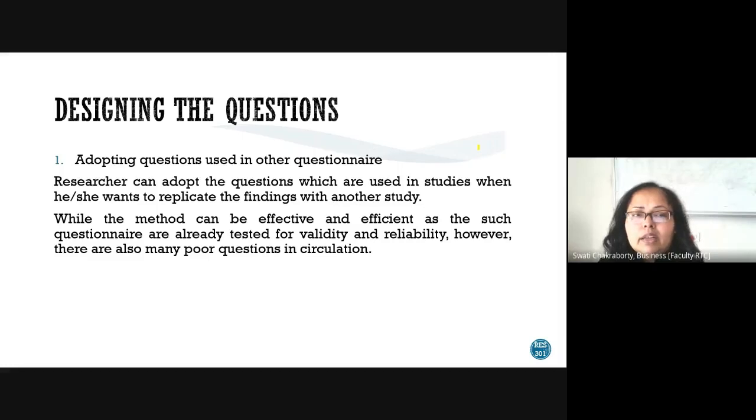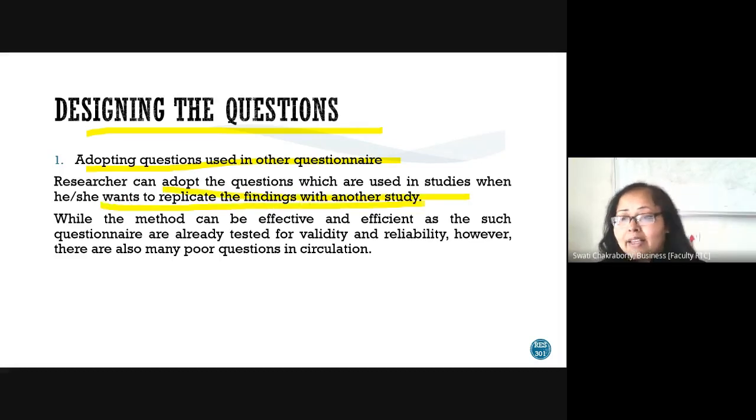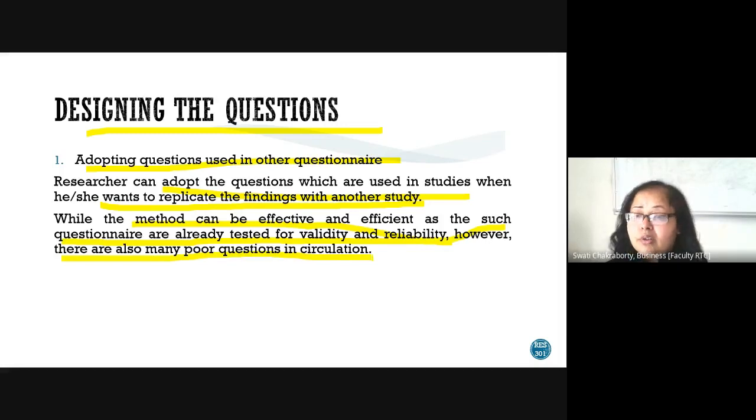So next comes where we talk of designing the questionnaire. How you can adopt questions used in other questionnaires. Researchers can adopt questions which are used in other studies when he or she wants to replicate the findings with another study, right? While the method can be effective and efficient, as such questionnaires are already tested for validity and reliability, there is also the possibility that there are many poor questions in circulation. You can use it because it has already been tested for validity and reliability, but there can be poor questions, so you have to be very careful, right?